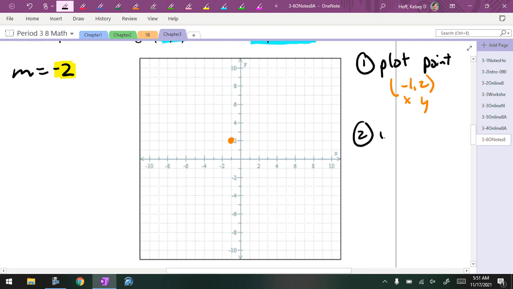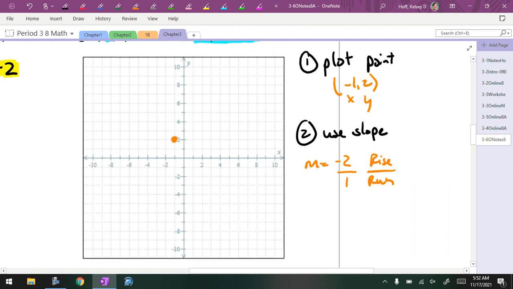And then step number 2 is to use your slope, just like we did with slope-intercept. Our slope in this case is negative 2, which we should always write as a fraction, as over 1. Now remember, your slope is rise over run. I have a negative 2 rise, which tells me to go, my options are up or down, which in this case would be down 2. And then I'm always going to go to the right. So I count down 2, right 1.